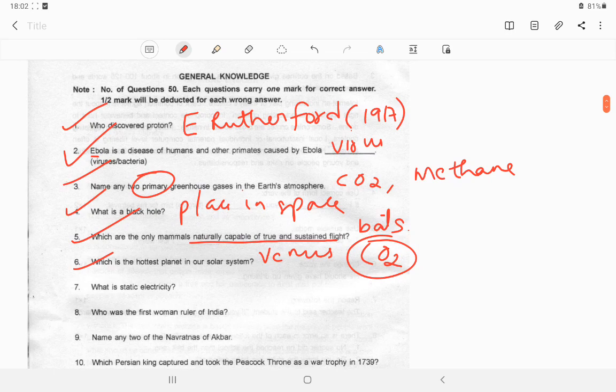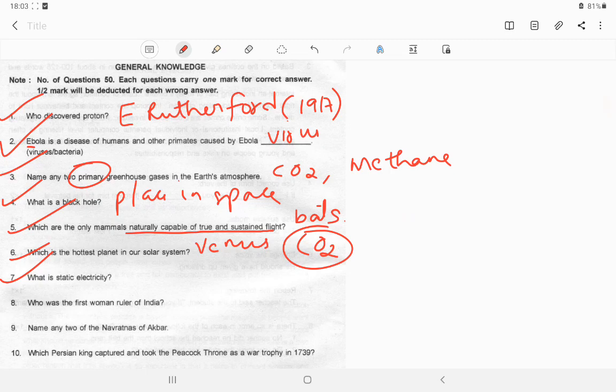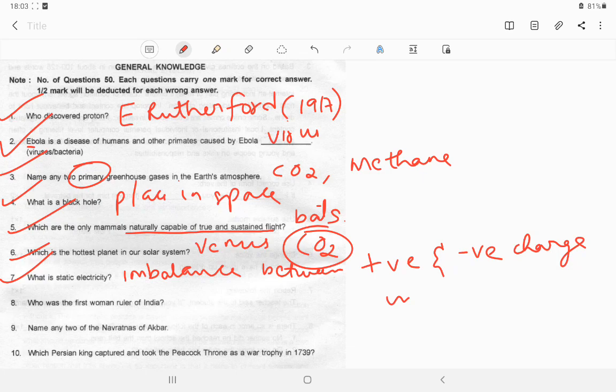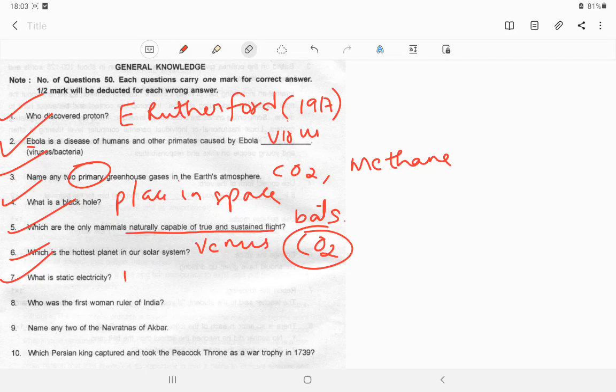What is static electricity? Suppose you comb your hair, and then bring the comb near small pieces of paper, the paper sticks to the comb. So it shows that there is an imbalance. Static electricity is the imbalance between positive and negative charges in the body. This imbalance generates static electricity. I hope you all understood this.